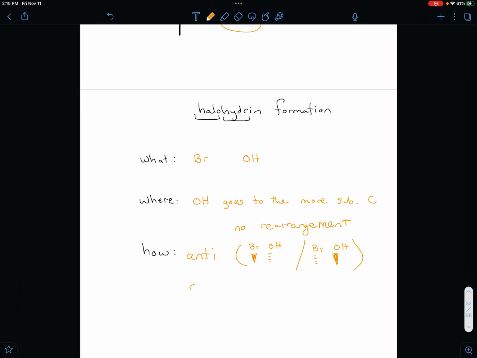Now technically this top carbon is not chiral, and so you don't have to draw the three-dimensional bond to that bromine, but I'm doing it here just for consistency. If you ever have a chiral center, you might as well draw all of the three-dimensional bonds. And that helps me to know that you know that it's anti also, which is nice. So that would be the product for this particular reaction.